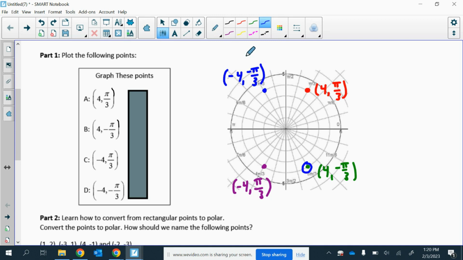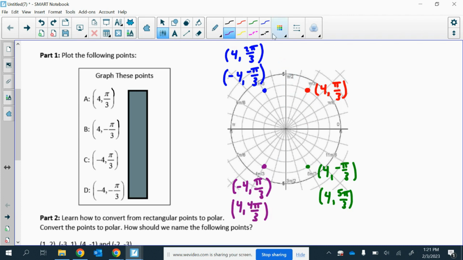Now we can actually write these points in a variety of different ways. So what I'm going to do right now is take each of the green, purple, and blue points and write them in a different way. So I could write the green point as 4 comma 5 pi thirds. I could write the blue point as 4 comma 2 pi thirds. I could write the purple point as 4 comma pi thirds.